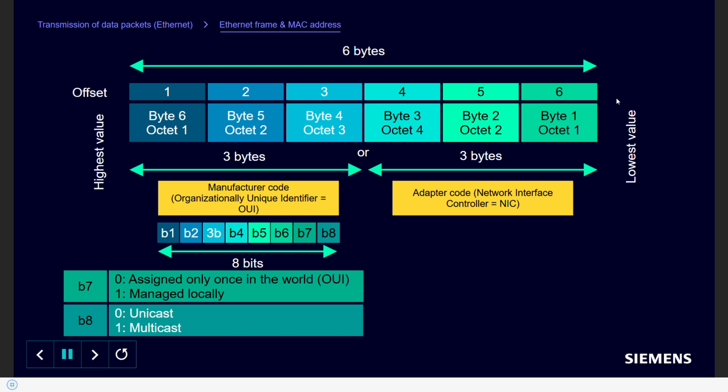B7 equals 0, assigned only once in the world, OUI. B7 equals 1, locally managed MAC address, assigned logically by a manufacturer and with no global meaning.